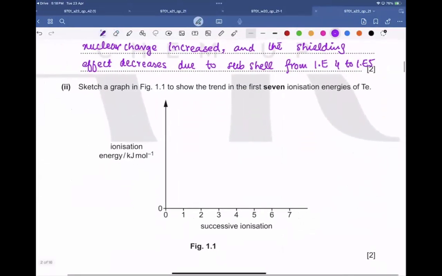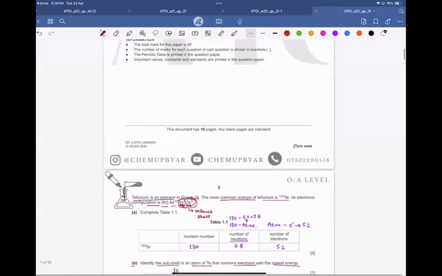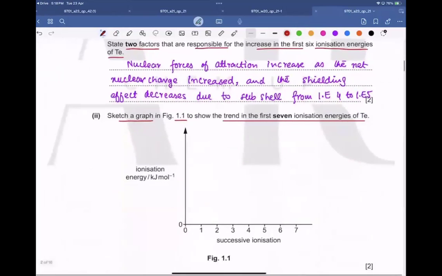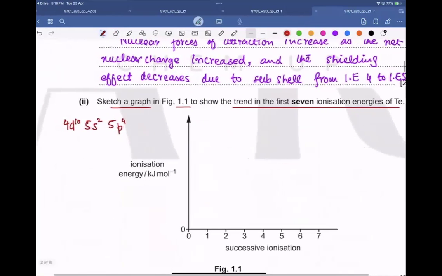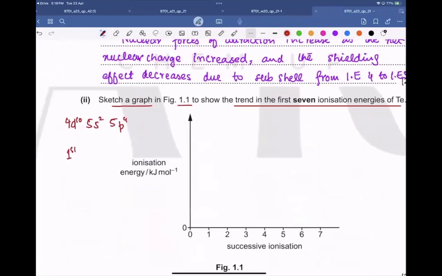Okay. Now what they are saying in part 2, sketch a graph in figure 1.1 to show the trend in the first 7 ionization energies of tellurium. For the first 7, if you look at its electronic configuration, it is 4d10, 5s2, and 5p4. So for the first 7 ionizations, the first 4 electrons are going to be removed from 5p4. Then 2 electrons are going to be removed from 5s2. So 6 electrons are removed.